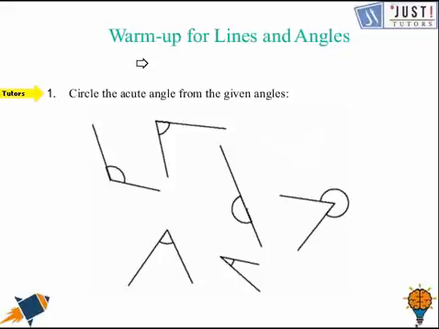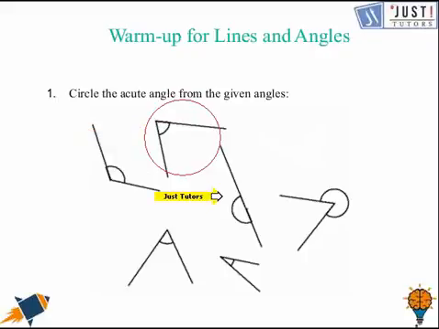So here we have to circle the acute angles out of the following angles given to us. So let's come to this first one. An acute angle is an angle which is less than 90 degrees. But here, for the first one, we can clearly see that it's more than 90 degrees, so it is an obtuse angle. Coming to this one, that is less than 90 degrees, so it is an acute angle, so we can circle that.